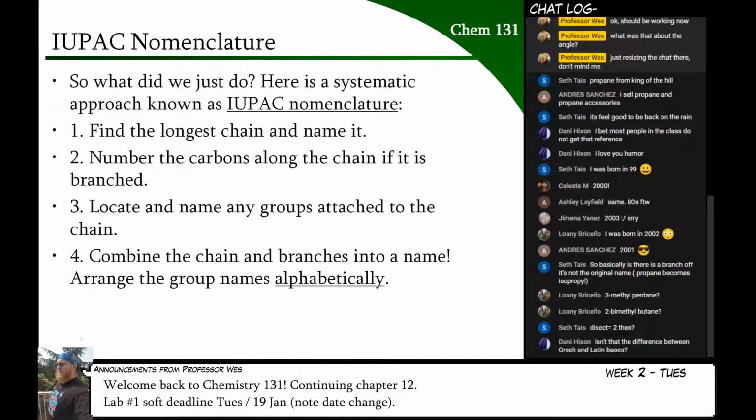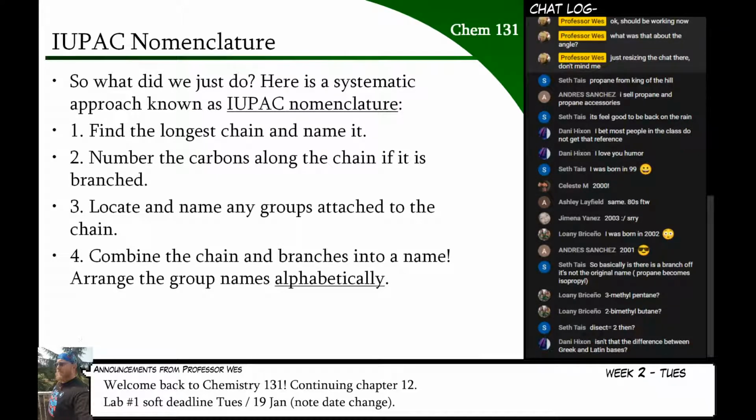Remember back in the day when it was just like sodium perchlorate and disulfur tetroxide, like all that naming? Yeah, I miss those days. Not anymore. We have to name it this way now.